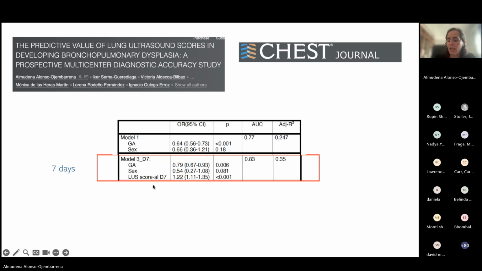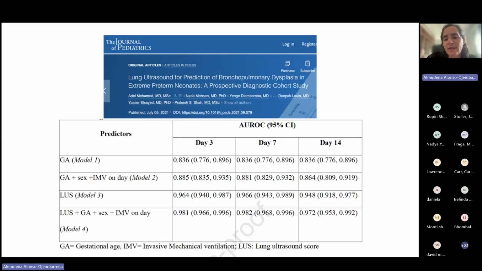And this was replicated also in a big Canadian cohort study from Mount Sinai that also combined gestational age, sex, and the need of invasive mechanical ventilation at the different moments when the babies were analyzed, at day 3, day 7, and day 14. You can see that a model with clinical variables was improved if we also add the value of lung ultrasound score that the babies had at that moment.